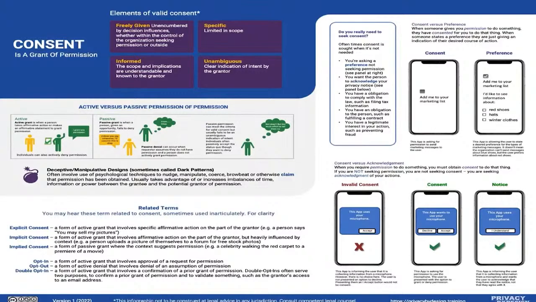Passive consent is not accepted in GDPR. We should be clear about, and look into, deceptive and manipulative dark patterns, which I mentioned during those topics when we discussed psychological techniques to nudge, manipulate, coerce or browbeat, or otherwise claim that permission has been obtained. An example is when you log into a website and just by scrolling, people say that you have consented, right? So that's a clear deceptive pattern.